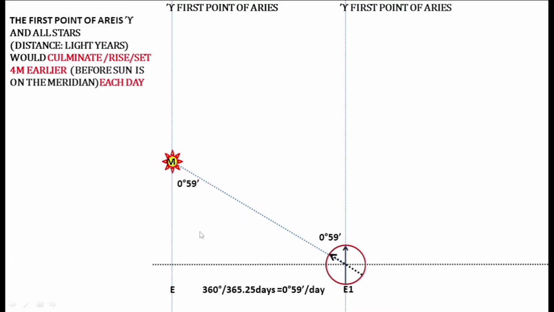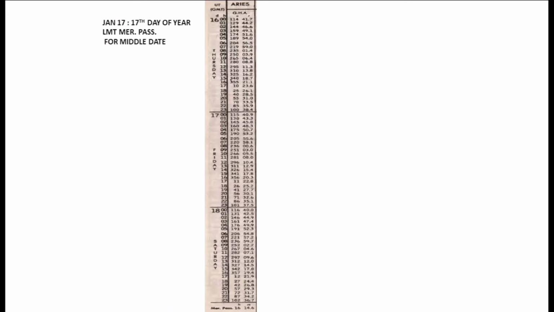So basically, that means that the first point of Aries will be coming onto my meridian, or as the word we use, culminating, that is coming on my meridian. If it is going to culminate 4 minutes earlier, that means it's going to rise 4 minutes earlier, it's going to set 4 minutes earlier. And that is what we consider. Even stars are far, far away, so stars also rise and set 4 minutes early.